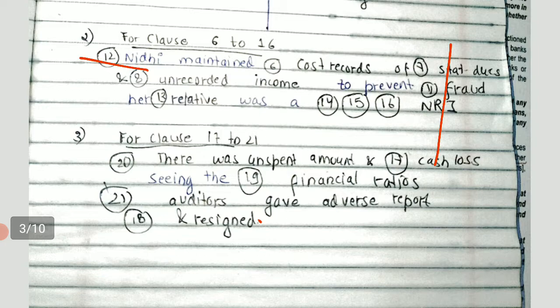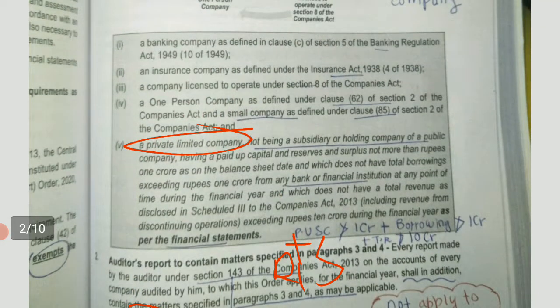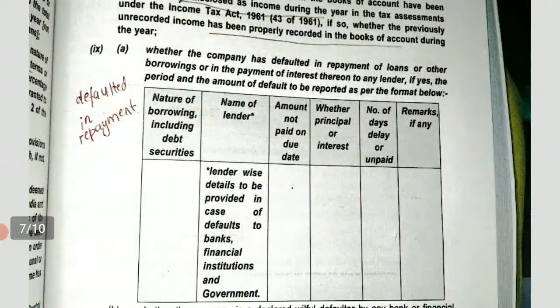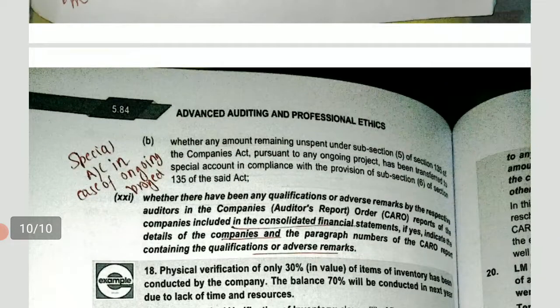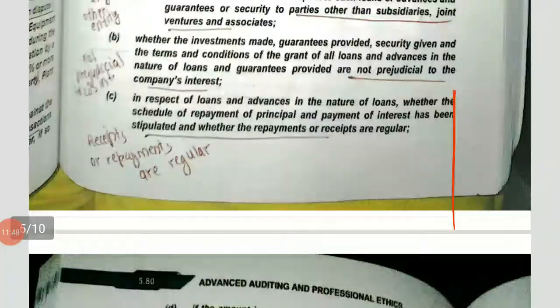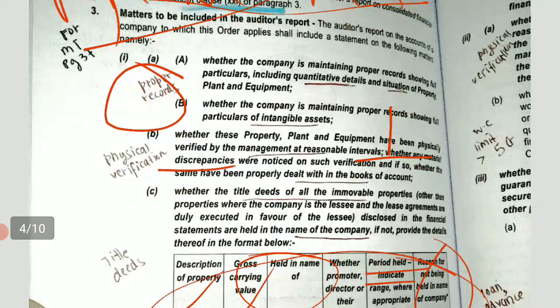They resigned. So what is this about? In clause number 17, we will discuss cash losses. Clause number 18, we will discuss resignation. Clause number 19, financial ratios. In clause number 20, we will discuss unspent income. And in clause number 21, we will discuss adverse report. So this is how we are going to proceed with the matters.